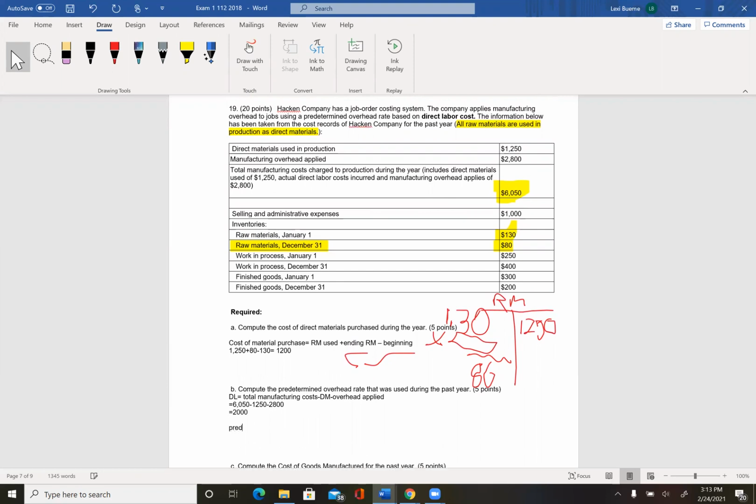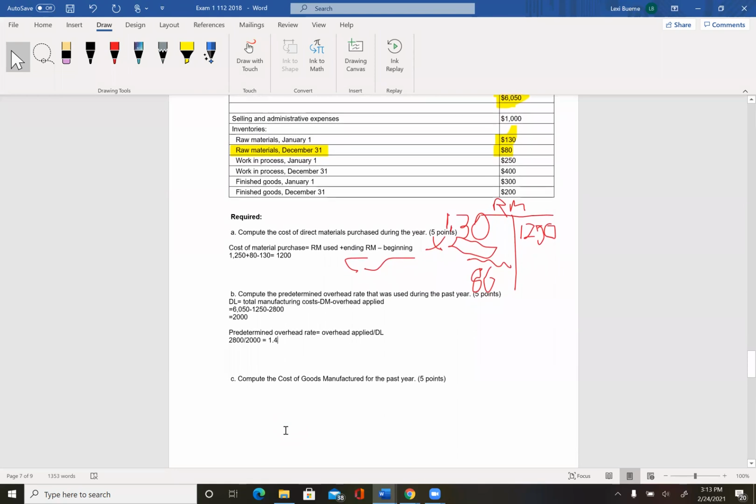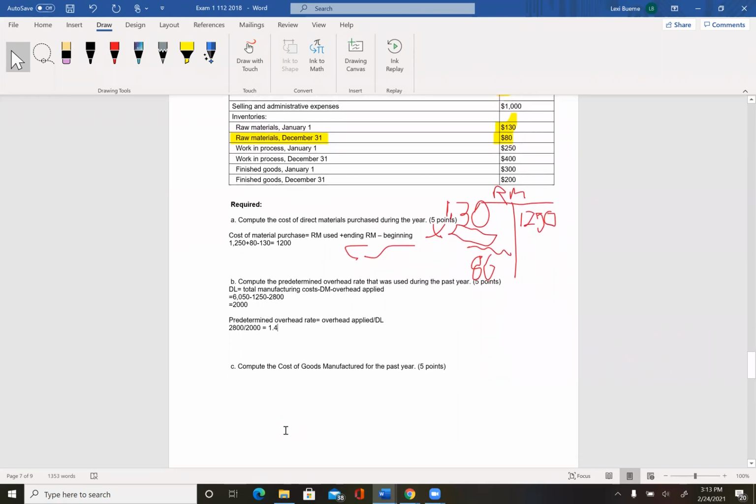And then your formula for predetermined overhead rate is going to be the overhead applied divided by the total direct labor found. So that's going to be the 2,800 divided by the 2,000 found in part B. That gets you 1.4. So your predetermined overhead rate is going to be 1.4. If it asks for a percentage, it'd be 140%, but for now you could just put in the rate, which is 1.4.